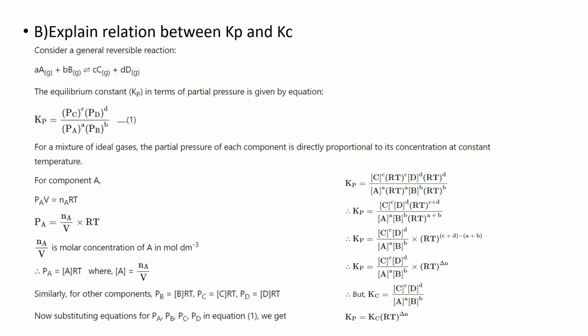But Kc is equal to molar concentration of C raised to c into molar concentration of D raised to d upon molar concentration of A raised to a into molar concentration of B raised to b. Therefore, this term we can write as Kc. So, what is the relation between Kp and Kc? Kp is equal to Kc into RT raised to delta n.